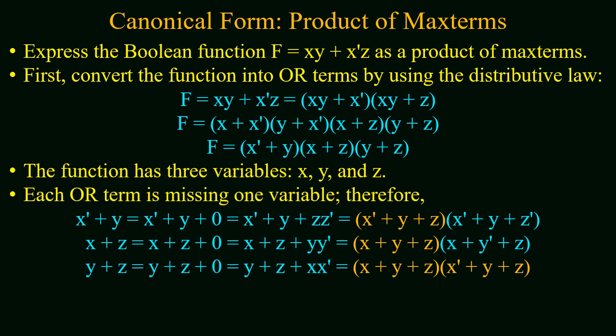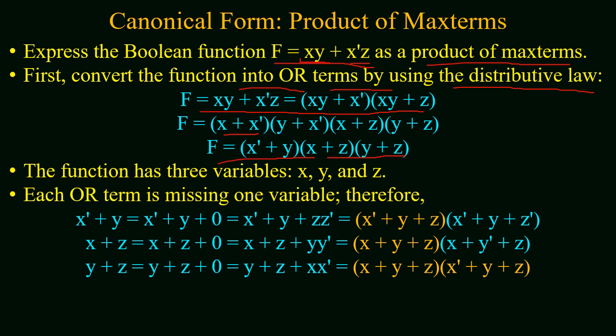Now we have a given function f, and we have to express this function as a product of Maxterms, where the function consists of a sum of AND terms. The overall function consists of three variables x, y and z, and two AND terms are being added. As a first step, we will change these AND terms into OR terms, and for this we will use the distributive law. So applying the distributive law and using rules of Boolean algebra, we will have function f equals (x prime plus y) into (x plus z) into (y plus z).